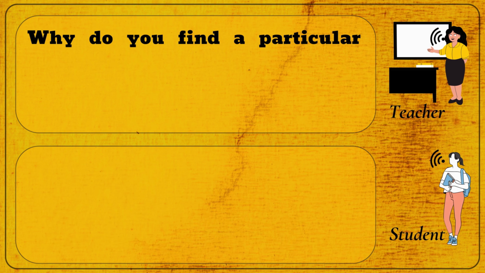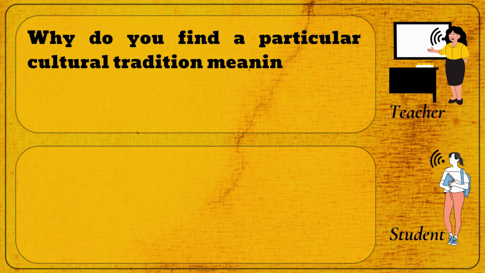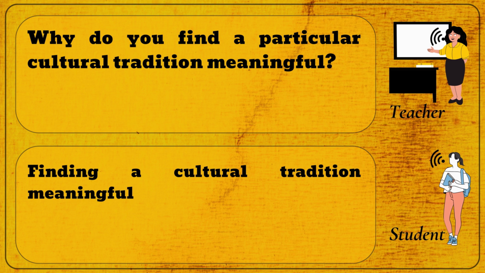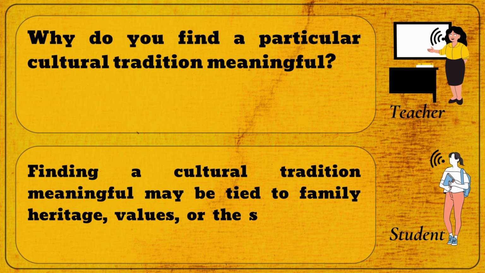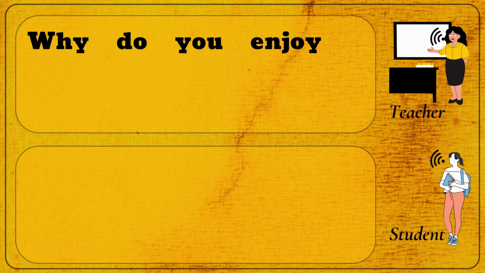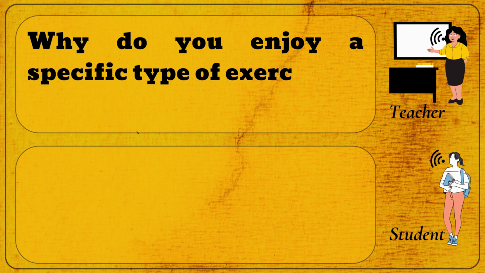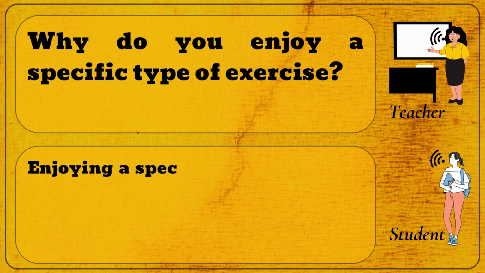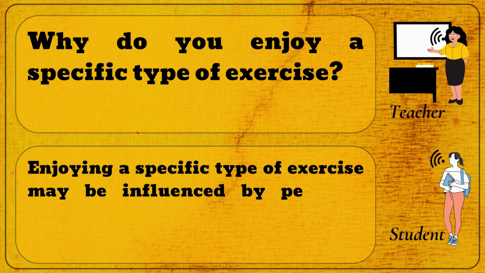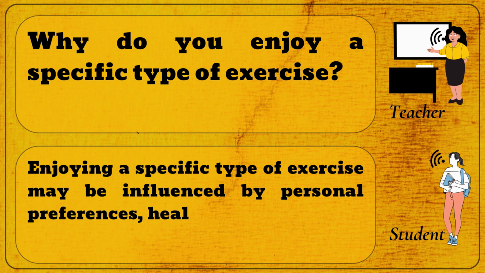Why do you find a particular cultural tradition meaningful? Finding a cultural tradition meaningful may be tied to family heritage, values, or the significance of the tradition in one's life. Why do you enjoy a specific type of exercise? Enjoying a specific type of exercise may be influenced by personal preferences, health goals, or the joy derived from that activity.